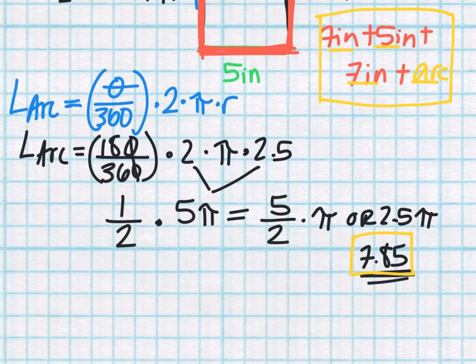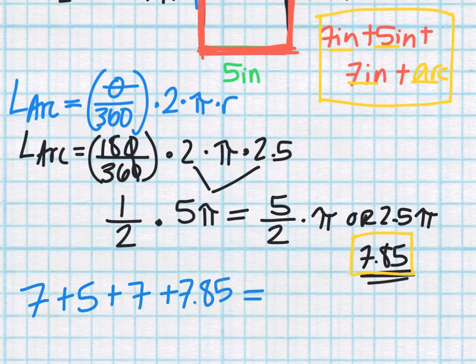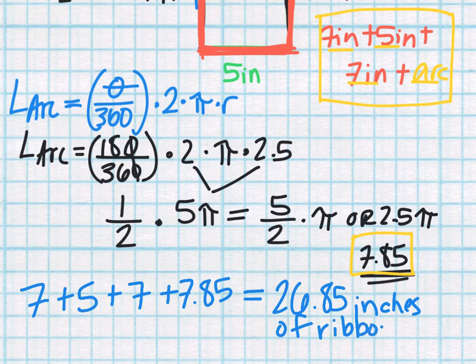So my final answer to figure out how much ribbon do I need, I'm going to do 7 plus 5 plus 7 plus 7.85. And that will tell me the... So 7 plus 5 plus 7 plus 7.85 gives me 26.85 inches of ribbon. So 26.85 inches of ribbon.